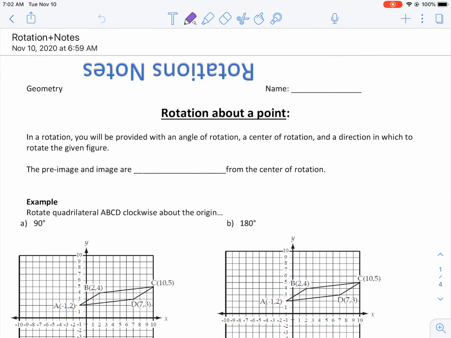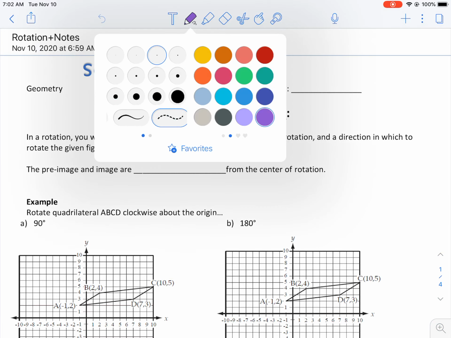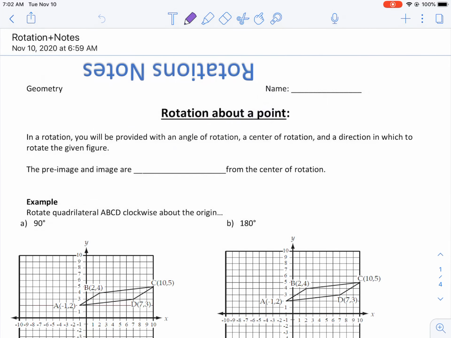In this video, I'm going to be going over rotations, in case you missed class or just wanted to go back and learn some more about rotations. In a rotation, think about what the word rotate means. You're turning it, it's moving around in a circle.